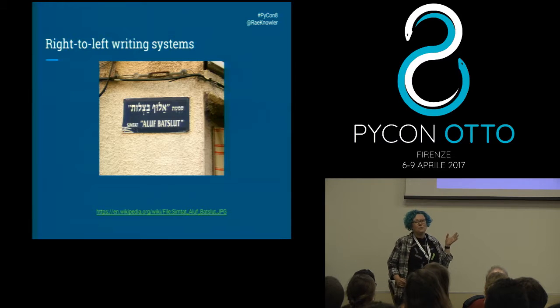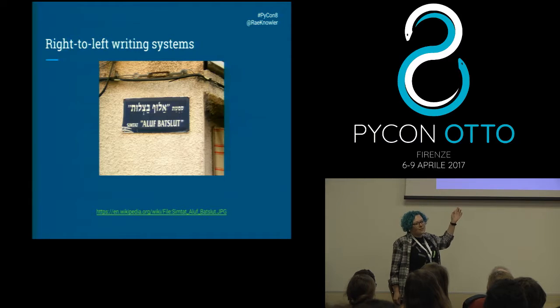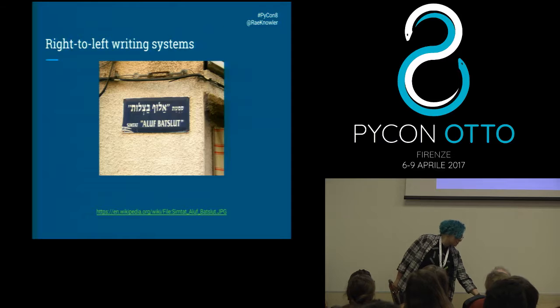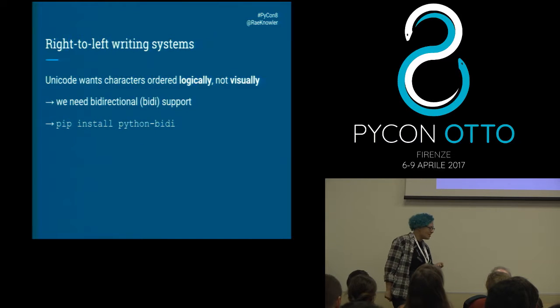Anyone who speaks Hebrew is probably cringing at my pronunciation. But first I would put in the Hebrew letters, Simtat Aleph Batzlut, and then I would put in the Roman characters, Simtat Aleph Batzlut. And then I want to output them in a completely strange direction. Well, in a different direction. I mean, it makes sense.